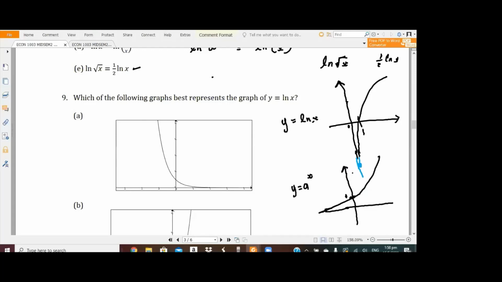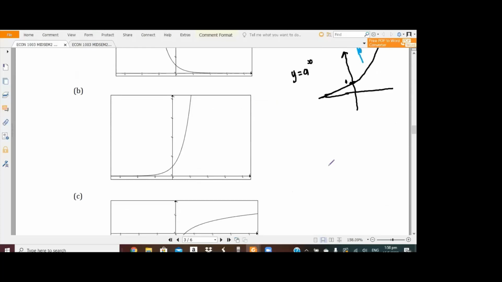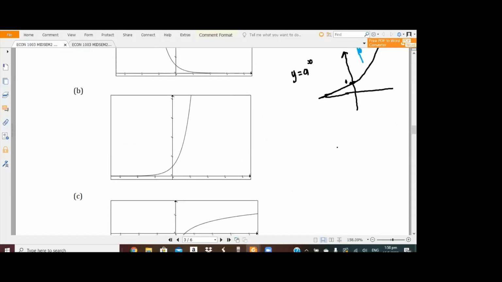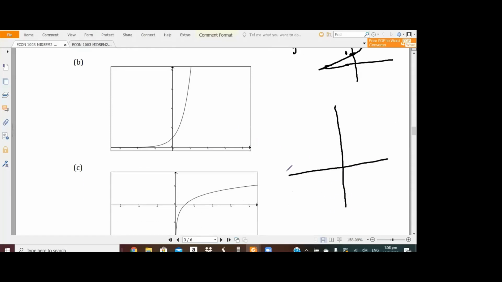So if you were supposed to draw both of them on the same axis, right? I'm doing this because it could possibly be a question. What's going to happen is that you're going to find that one graph is a reflection of the next one. So here, this will be the graph y equal to a to the x. Let's put that here, y equal a to the x. And over here, I'll have the graph y equal to ln x.